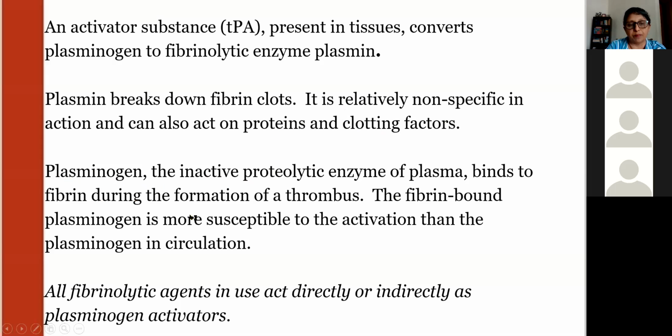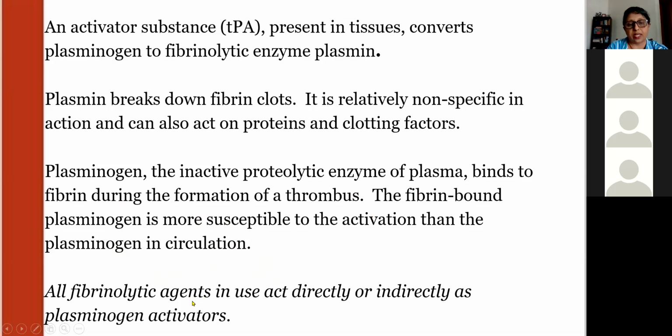The fibrin-bound plasminogen is more susceptible to activation than the plasminogen in circulation. That's what I was telling. This plasminogen is in the circulation as well as bound to fibrin. So tissue plasminogen activator activates more of the plasminogen that is bound to fibrin. It can also act on plasminogen in circulation, but it acts more on plasminogen bound to fibrin.